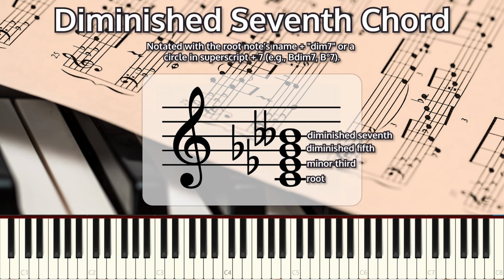The diminished seventh chord consists of a diminished triad with a diminished seventh interval above the root. It's essentially 3 stacked minor thirds on the root. The diminished seventh notation could be the word dim and the 7 or a circle in superscript followed by a 7.